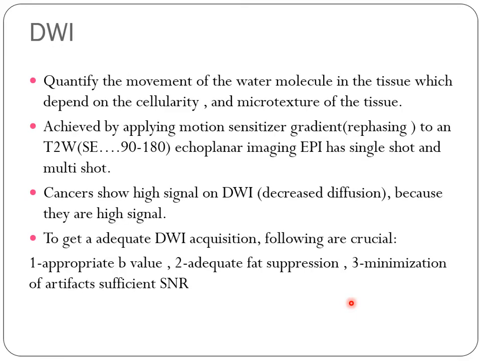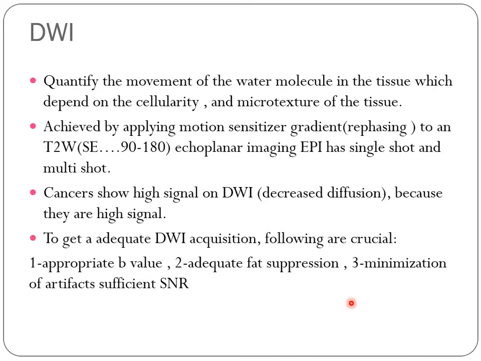Diffusion weighted image. The diffusion weighted image quantifies the movement of the water molecules in the tissue, which depends on the cellularity and microstructure of the tissue. It is achieved by applying a motion sensitizing gradient to a T2 weighted image.